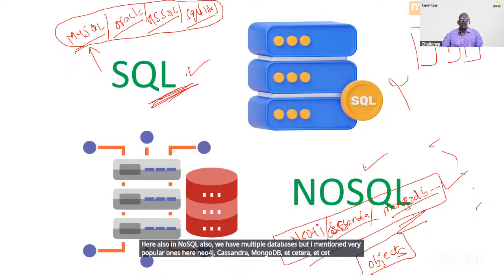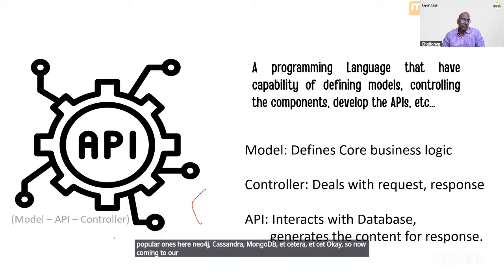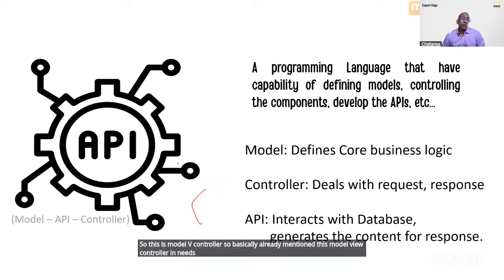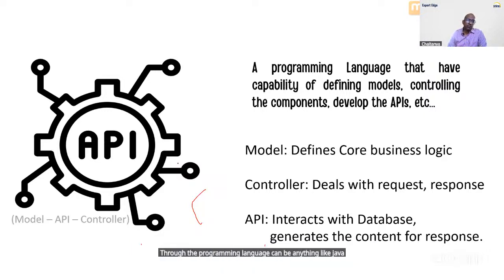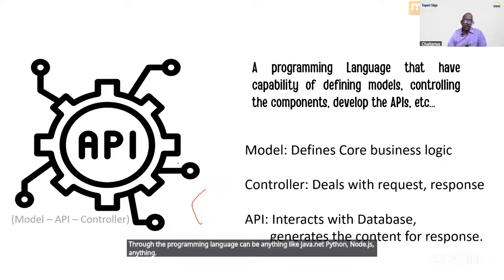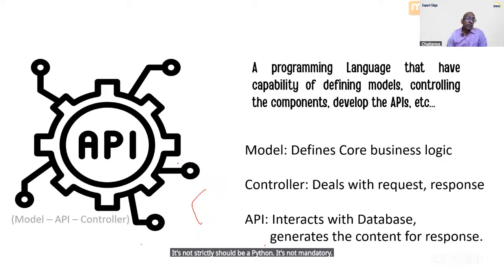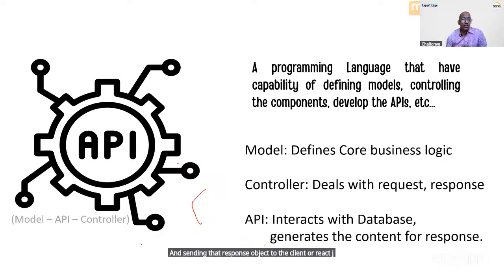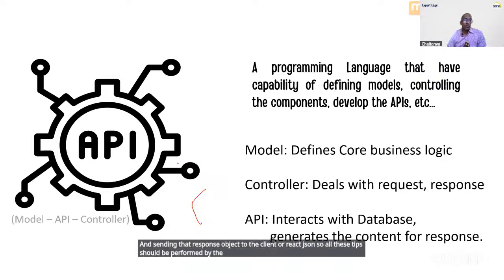Okay, so now coming to the third part of this session. This is model view controller. As already mentioned, to implement this particular component we need help from some programming language. Here the programming language can be anything like Java, .NET, Python, Node.js. It's not strictly Python, it's not mandatory. With some programming language's help the server needs to do all the steps: understanding the request, connecting to the database, fetching the data from the database, placing that fetched data into one JSON content or response object, and sending that response object to the client or React JS server. All these steps should be performed by the server with the help of one programming language.